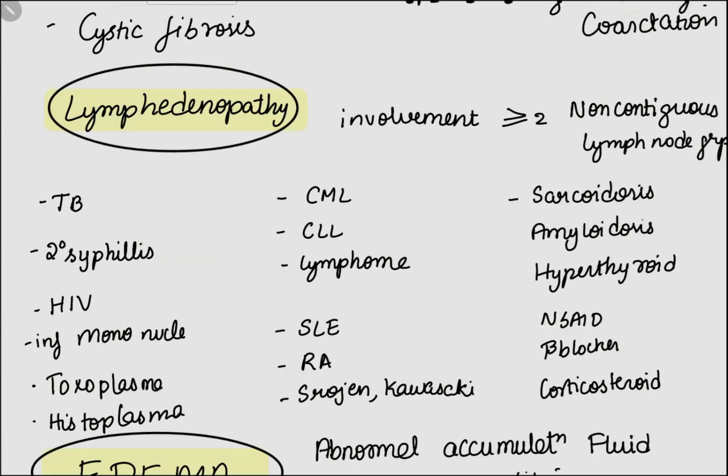Next, lymphadenopathy. There is involvement of more than two non-contiguous lymph node groups. Lymphadenopathy is seen in TB, secondary syphilis, HIV. These are the common causes which you know. Then infectious mononucleosis, toxoplasma, histoplasma, CML, CLL, lymphoma. Then it's seen in SLE, systemic lupus erythematosus, rheumatoid arthritis, Sjögren, Kawasaki, sarcoidosis, amyloidosis, hyperthyroidism, and NSAID, beta blocker, corticosteroid drugs used.